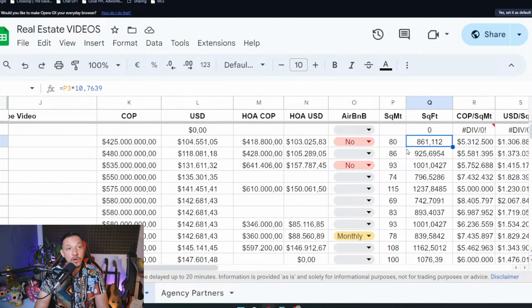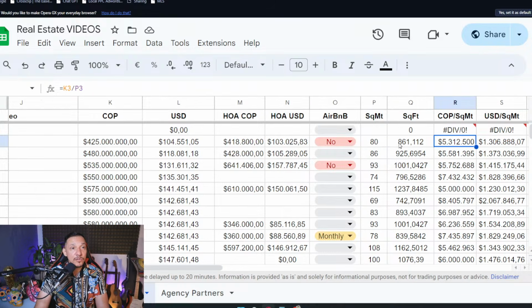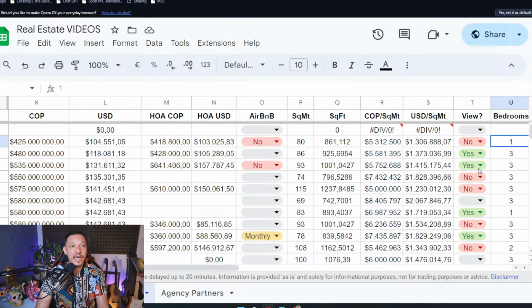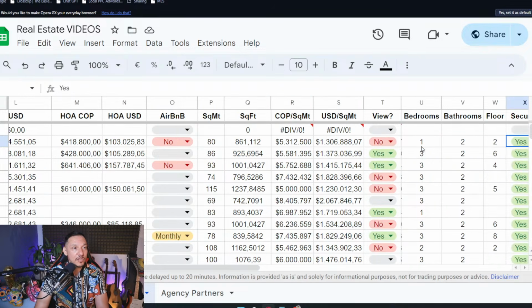So this one's 80 square meters, which is less than 1,000 square feet, 861 square feet. The cost per square meter is about $1,300, which is not bad. I always want to get as close as possible to 4 million pesos, which is about $1,000 per square meter, especially if it's a rehab project. Most of them will be rehab projects if they're around this square meterage, and the price per square meter is close to this. So this is not bad, just analyzing it right away on the fly.